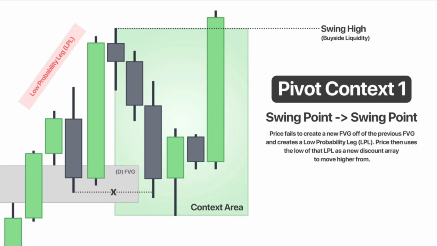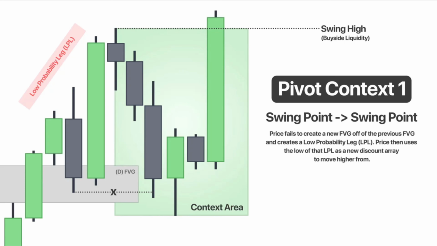Remember the recent order flow video where a high probability leg is simply a swing low to a swing high with a fair value gap in the middle, also being in context of the time frames above it. A low probability leg is a swing low to swing high with no fair value gap in the middle. So since there's no fair value gap in the middle, there's nowhere we can really move higher from in that leg except a swing low. That swing low is the only discount array price can really utilize as a launch pad to continue pushing higher. So I'm looking for pivot context off of failed expansions off of previous fair value gaps.